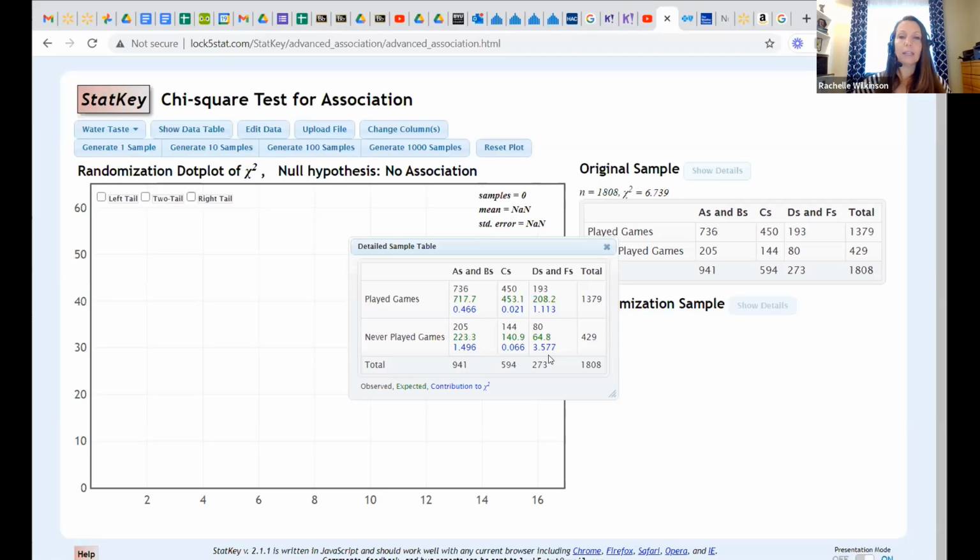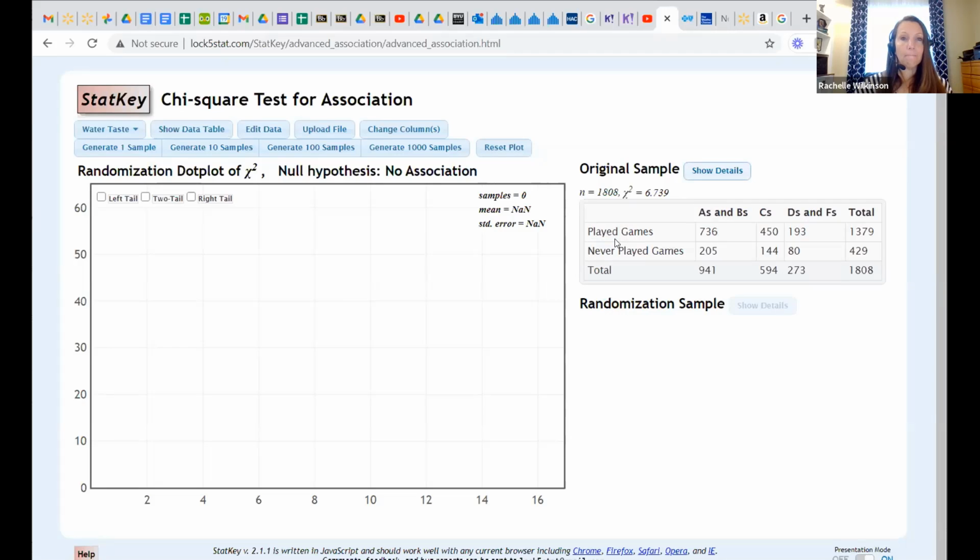So if you were having StatKey compute your chi-square for you, and then you needed to do the follow-up analysis, you would click on that show details, you would look at these blue numbers, look for the biggest ones, and then you would know which cells to look at. And it's really handy that it's organized this way, because then you don't even have to go back and forth and say, okay, well, which cell did that come from? Because it's already organized by the cell. So you know exactly which cell it came from.